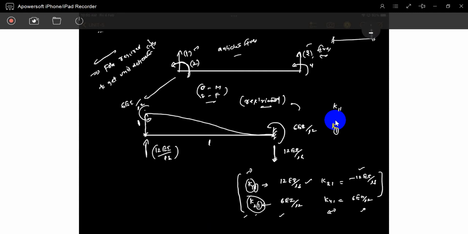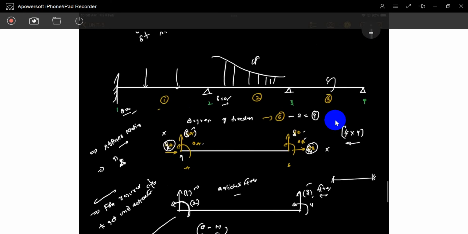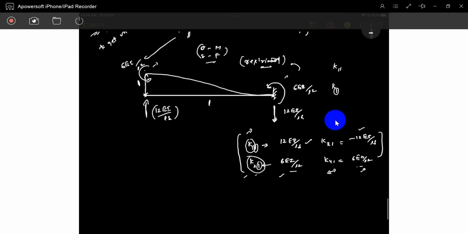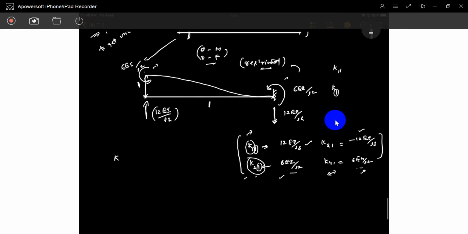If you observe, the 6EI by L square and 6EI by L square are both in the anti-clockwise direction. We take anti-clockwise as positive for the stiffness matrix development. So now you can confirm, you can feel it is Kij.